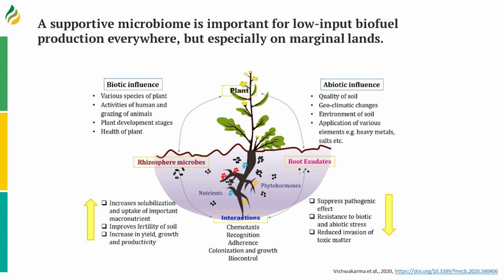Now, plants, like all higher organisms like us, evolved with microorganisms, and in many cases forming beneficial partnerships or interactions, only some of which are known, actually very little of which is known. So this supportive soil microbiome is important for low input biofuel production. And that's important because we're going to be growing these crops likely on marginal lands where we're going to have to think about low inputs.